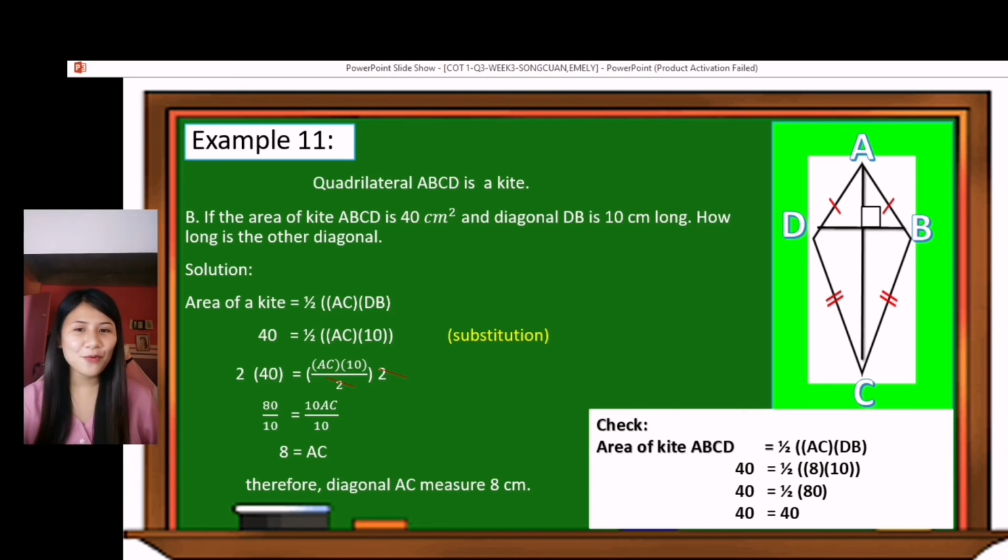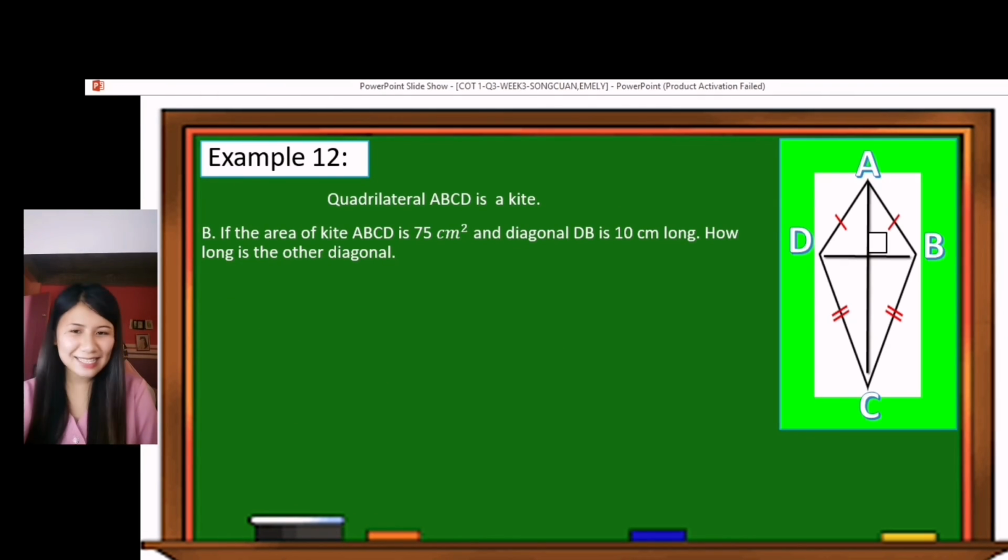Or, what is the half of 80? Correct. That is 40. As you can see, in our checking, they are equal to each other. So for the last example, try this one, my dear students.